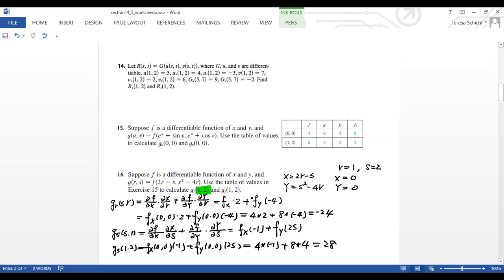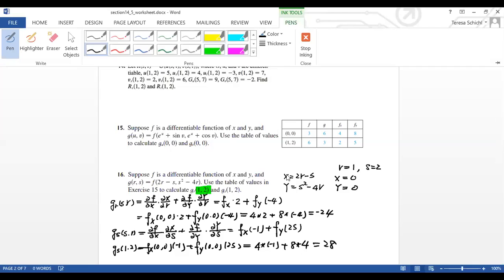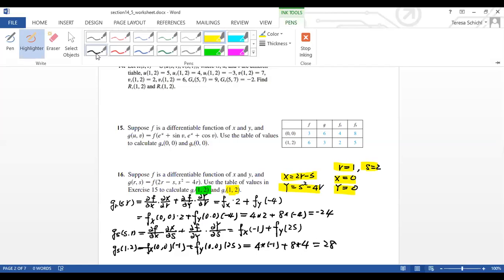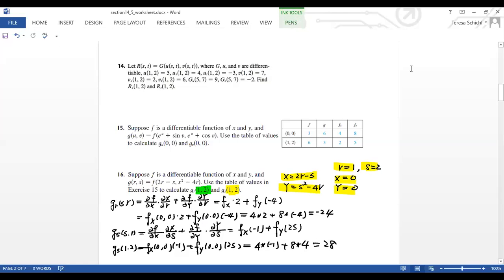So for this problem, the key here is you need to know that if x is this one, y is this one, and for a given r and s, then you need to figure out what x, y is. That's basically what this problem tries to test you on. Okay, so now let's try to find another problem here.